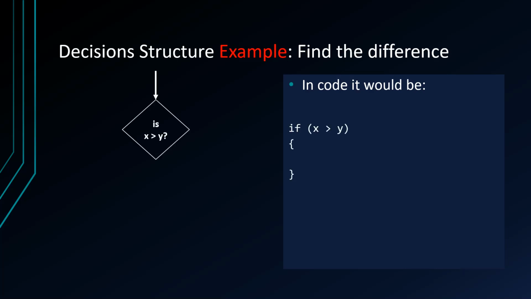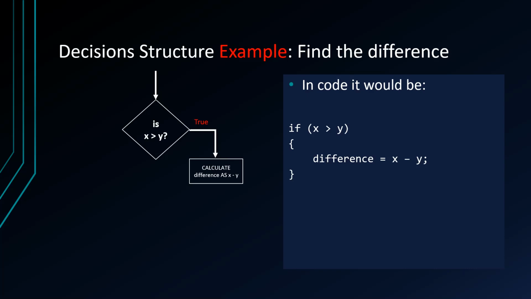So is x less than, or is x greater than y? So this is our true-false check. It's either true or it's false. If it's true, then we're going to calculate the difference as x minus y, because we want the bigger number subtracting the smaller number. Now you'll notice on the right-hand side here, I've written the code, how we would interpret the decision structure as the code. If x greater than y, difference equals x minus y.